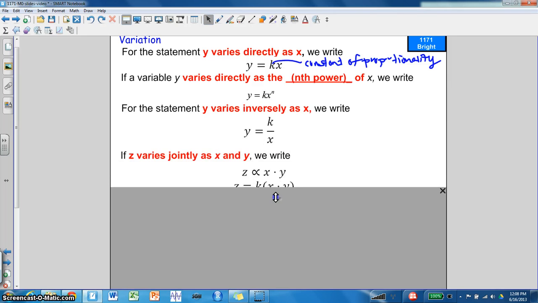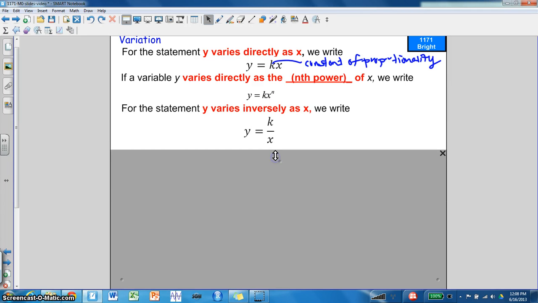Second type is inverse variation. So if we say y varies inversely as x, or is inversely proportional to x, that means that y is equal to k divided by x. Okay, because as we increase, say, x, y would decrease.